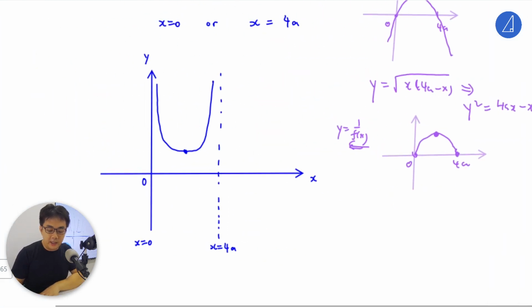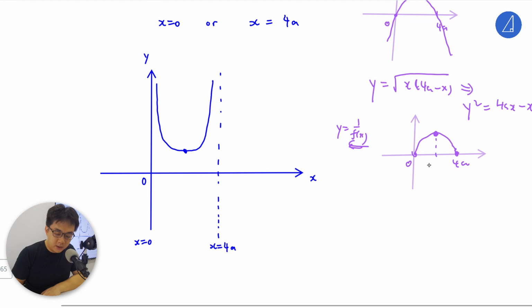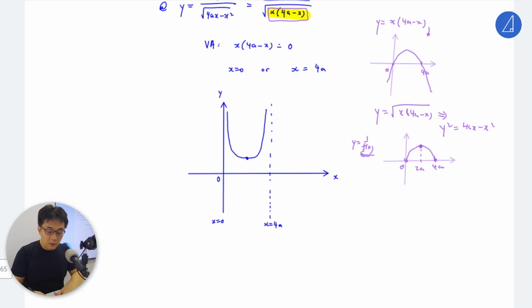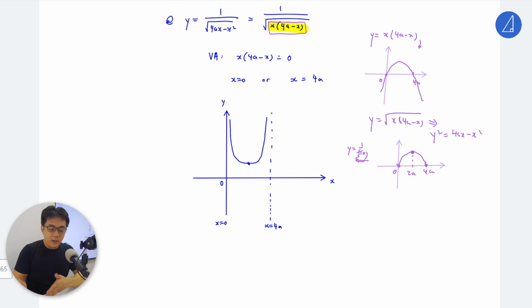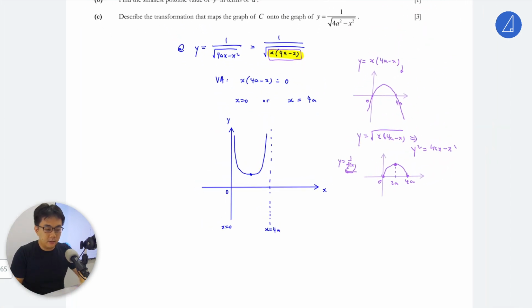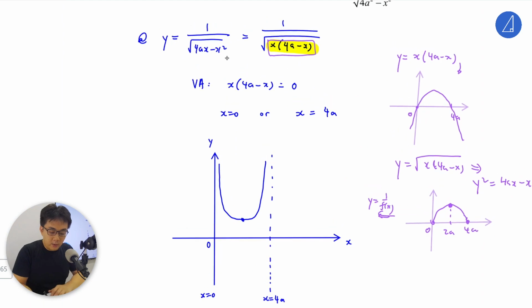you can very easily find that this point here is actually 2a. So this will be 2a. If not, you can use dy/dx or completing the square. That's the best. So how do we find this minimum point here? There are many ways. Here is the 2a.